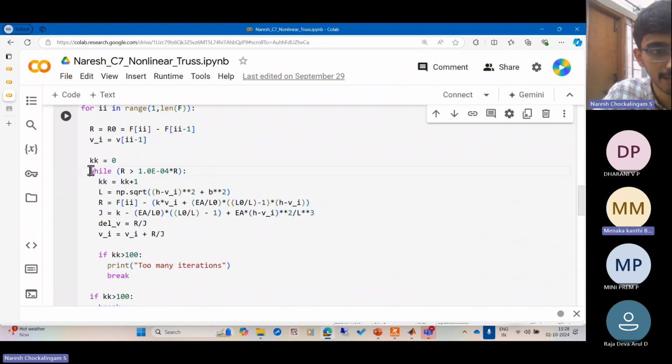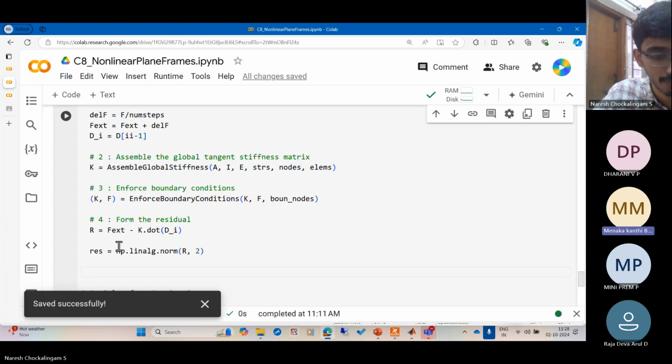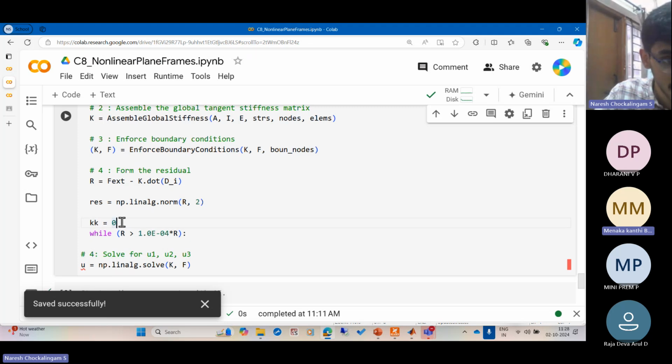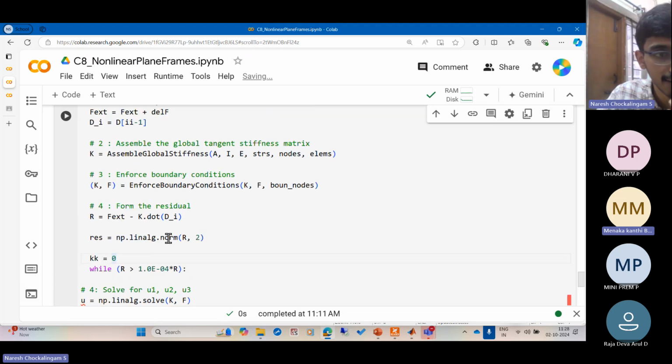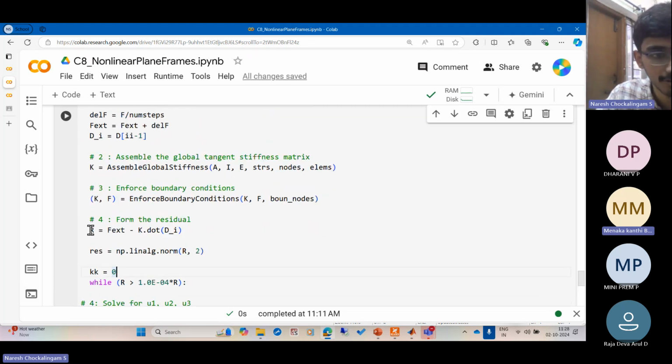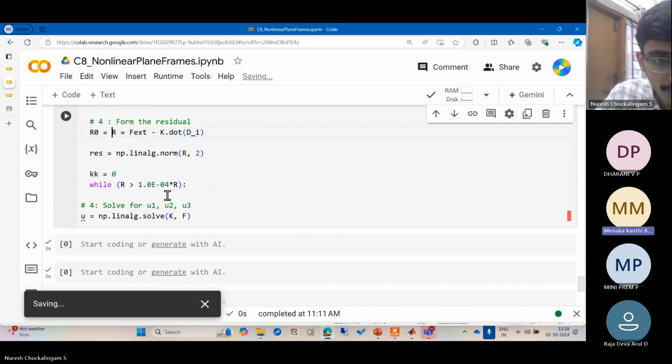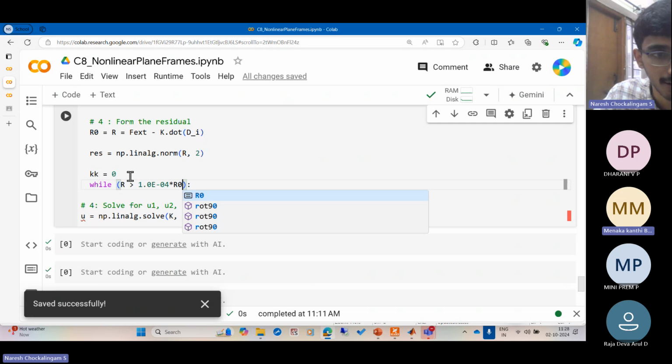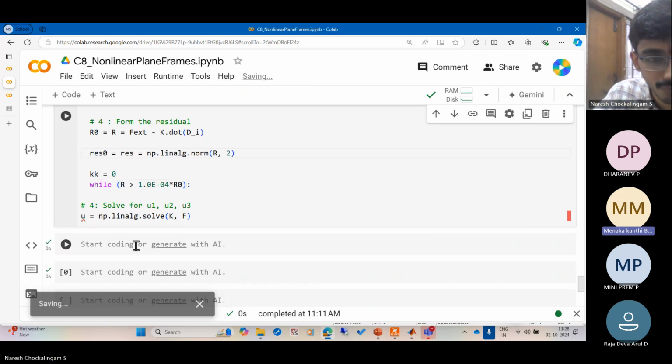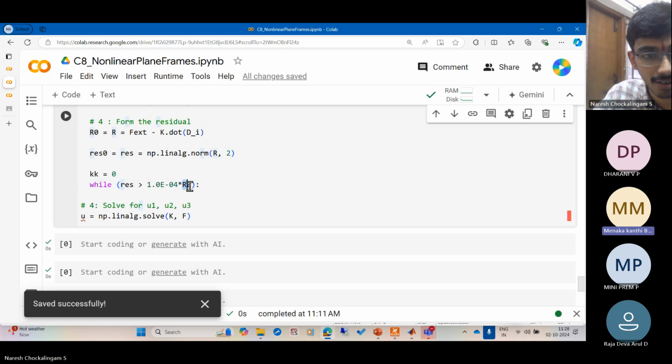So this you see, you need a counter, you need this, update L and stuff. So let's do this. So start with some counter while R is greater than something. So R naught is also this. R0 is this. This is also res 0. So this will be, well, residual is greater than 10 power minus 4 res 0.